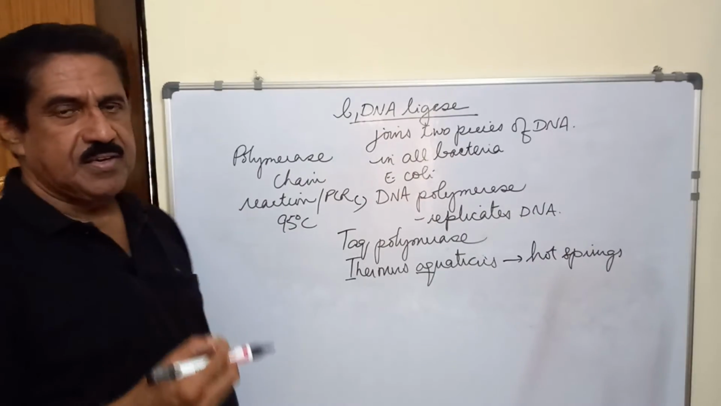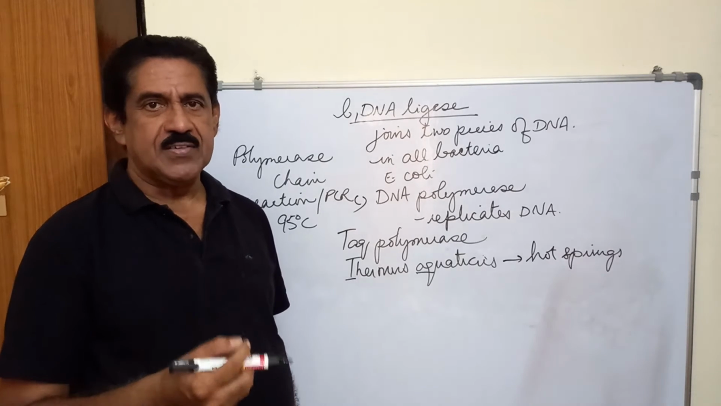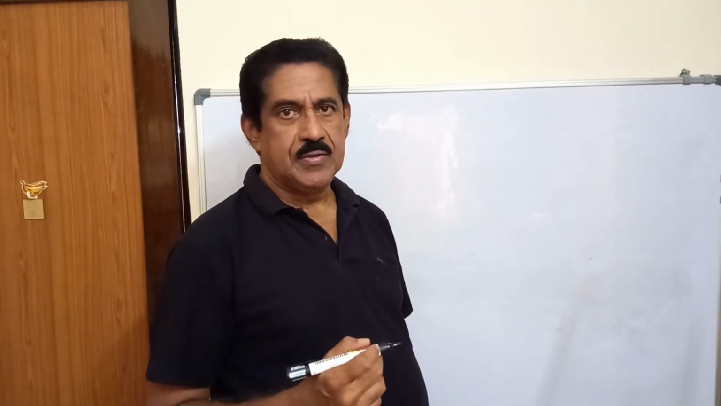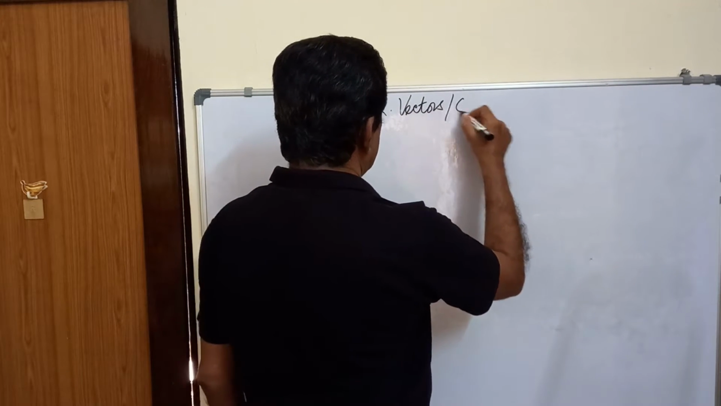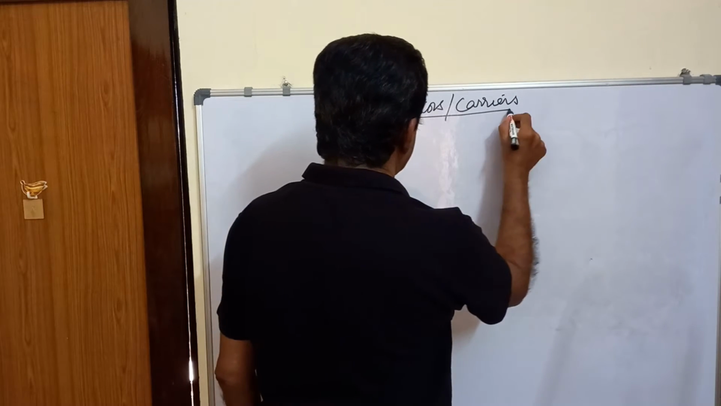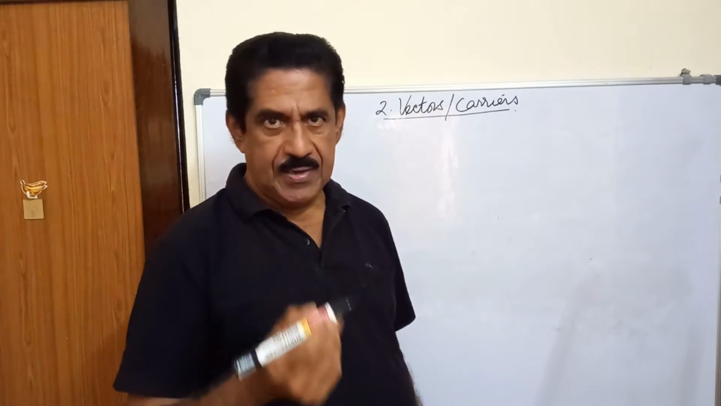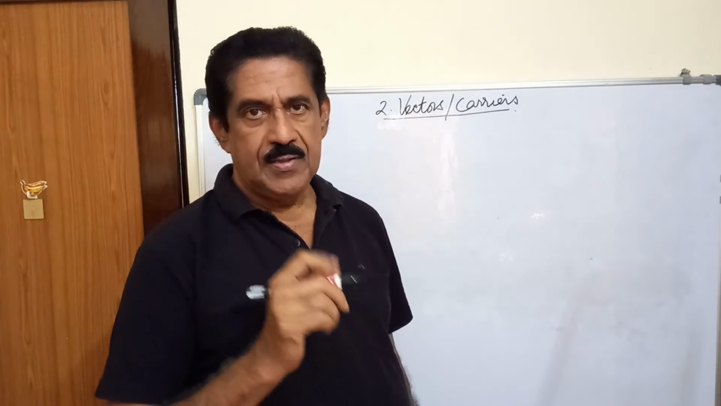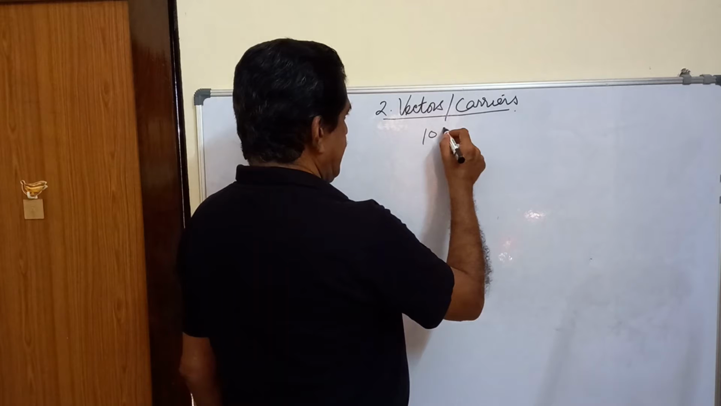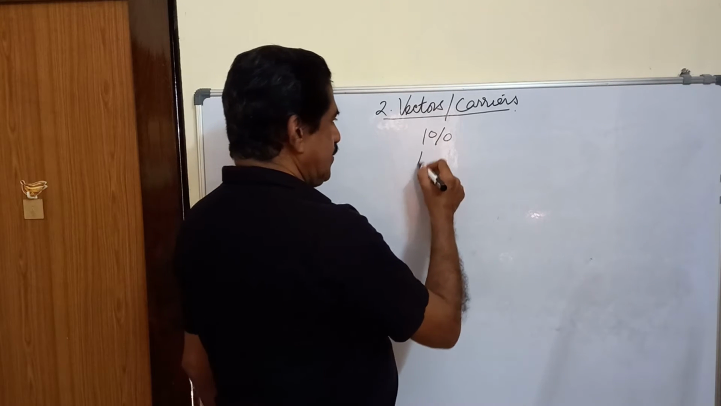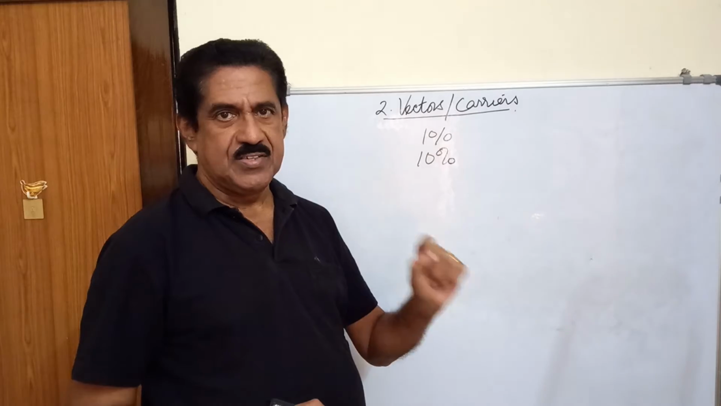So we need three enzymes in genetic engineering: restriction endonuclease that cuts DNA, DNA ligase that joins DNA, and DNA polymerase that replicates DNA. Now let us look at the second tool in genetic engineering, namely vectors or carriers. You can actually transfer genes into organisms directly or using vectors. The importance of using vectors is that if you don't use a vector, only 1% of the cells get genetically modified. If you use vectors, 10% of the cells will get genetically modified. That is why we use vectors in genetic engineering.